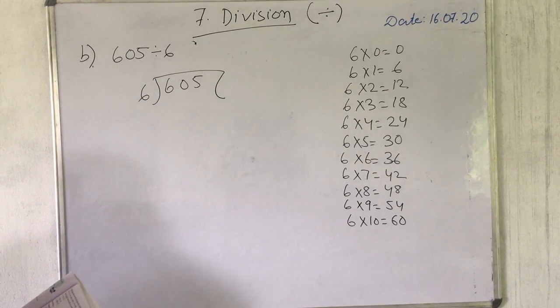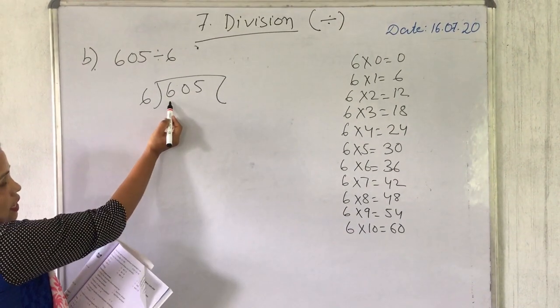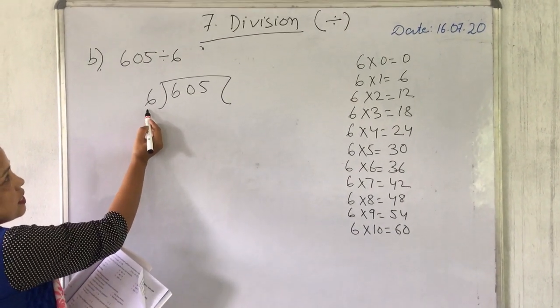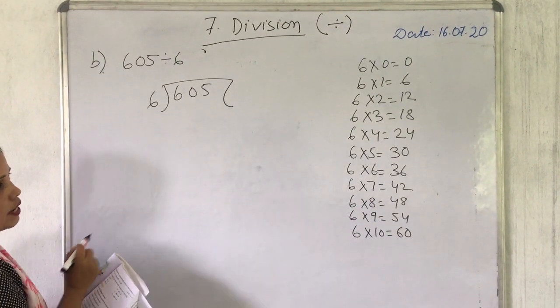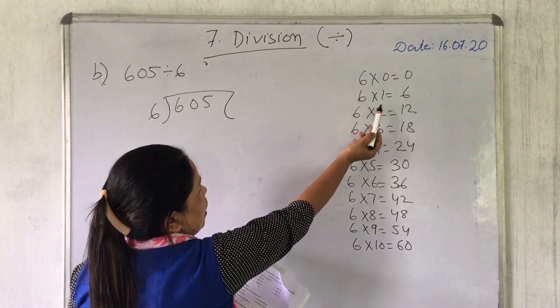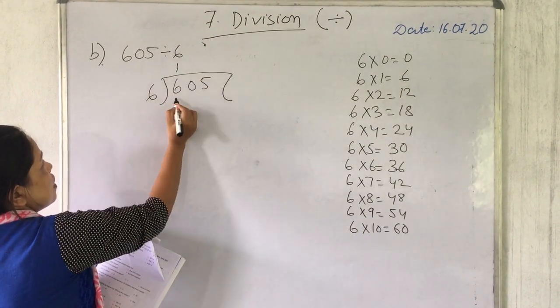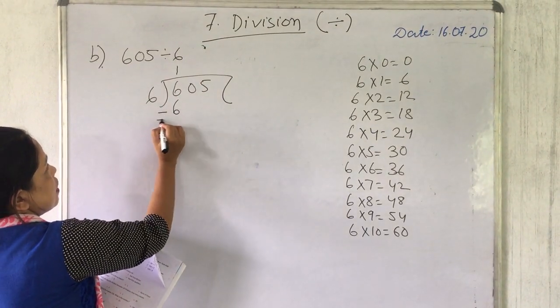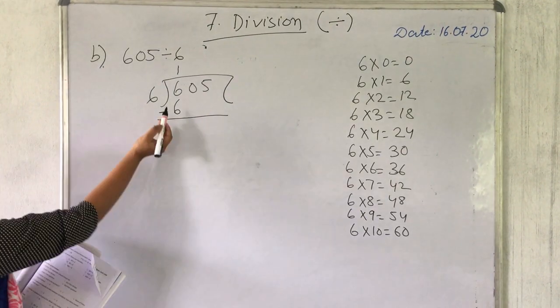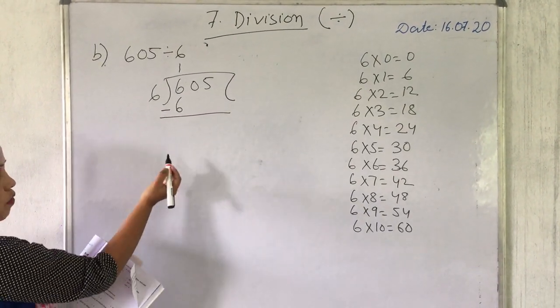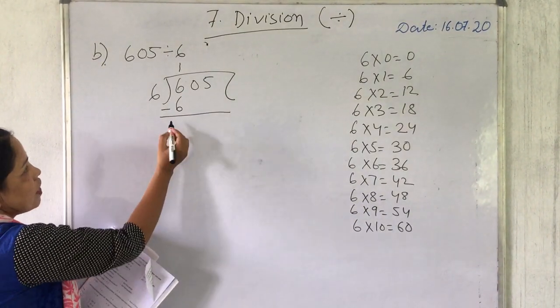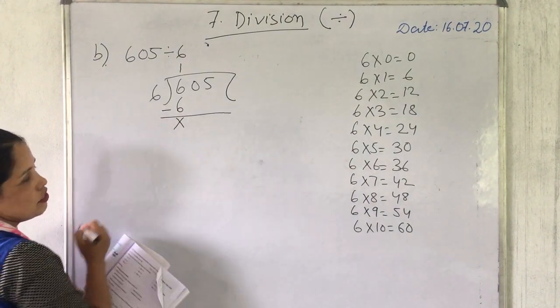Okay children. Now look here. The first digit is 6. Okay. So in the 6 table, how many times does 6 go? Look here. 6 ones are 6. Isn't it? So write here 1. 6 ones are 6. Got it? Now subtract. Now 6 minus 6 is 0. Isn't it? Now you can cross it out or you can write 0.